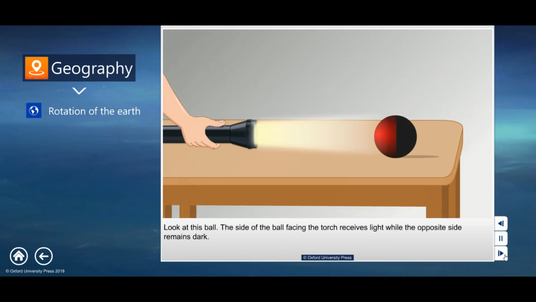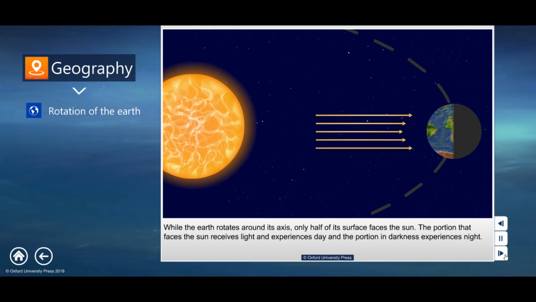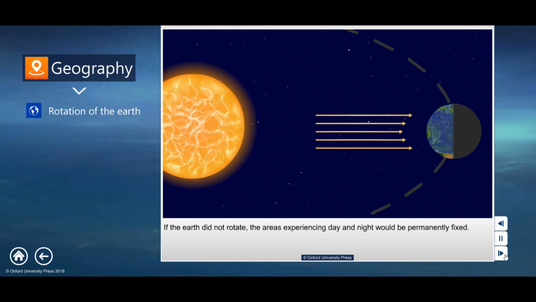Look at this ball. The side of the ball facing the torch receives light, while the opposite side remains dark. While the Earth rotates around its axis, only half of its surface faces the Sun. The portion that faces the Sun receives light and experiences day, and the portion in darkness experiences night. If the Earth did not rotate, the areas experiencing day and night would be permanently fixed.